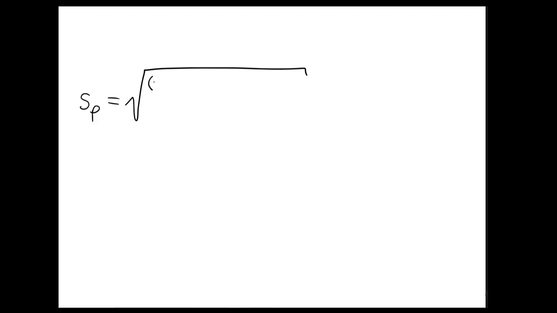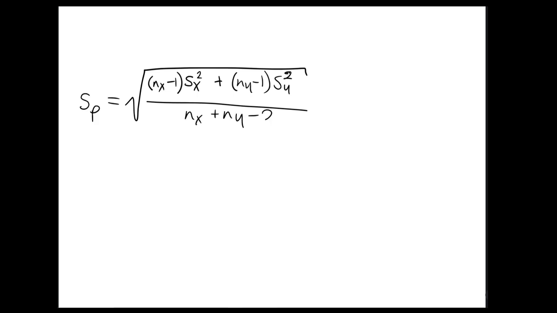Specifically, it is the square root of NX, which is the sample size from one population that we call X, minus one, multiplied by the variance of that X population. So this is observations from X, and we have the sample variance of them specifically, plus NY minus 1, so that is the sample size for Y minus 1 times the sample variance for Y, divided by NX plus NY minus 2.